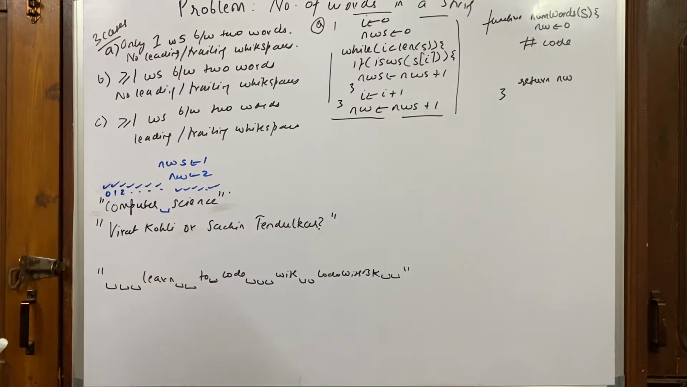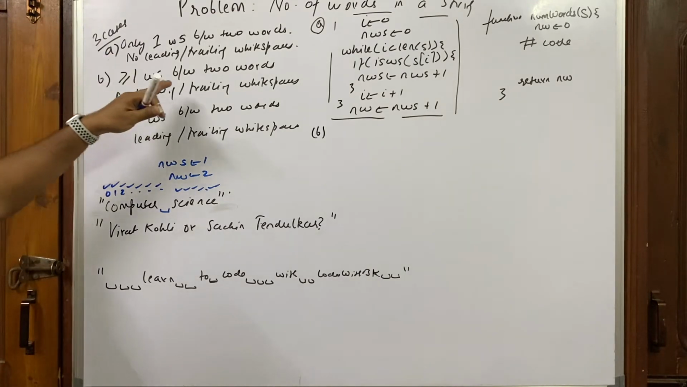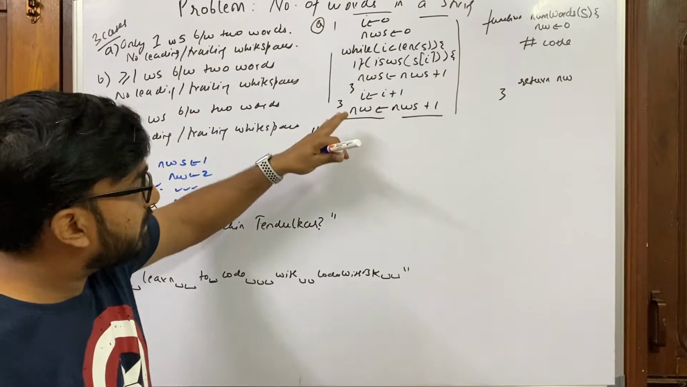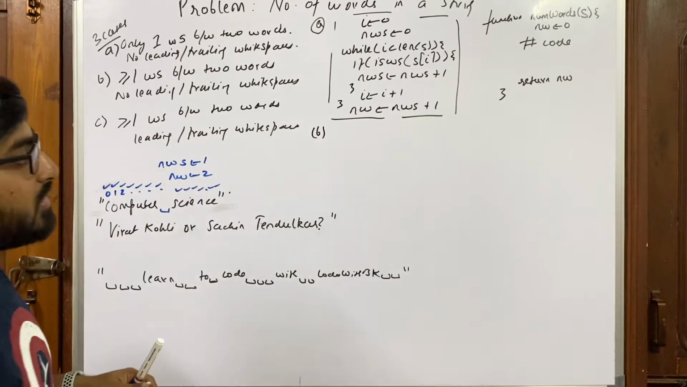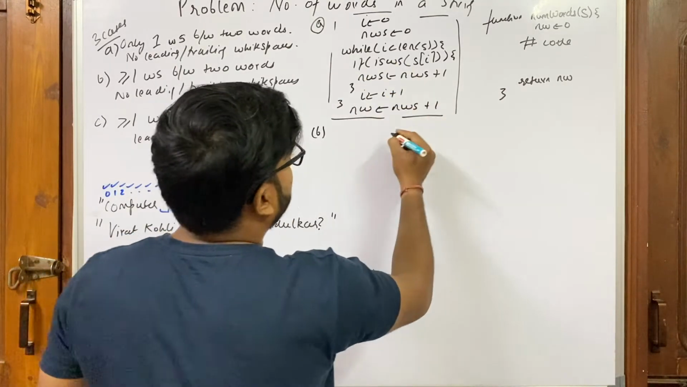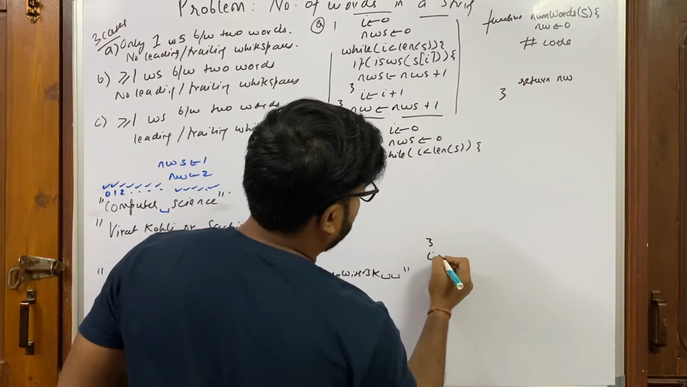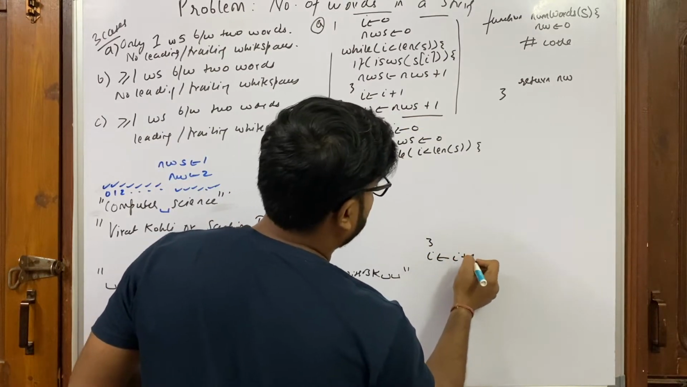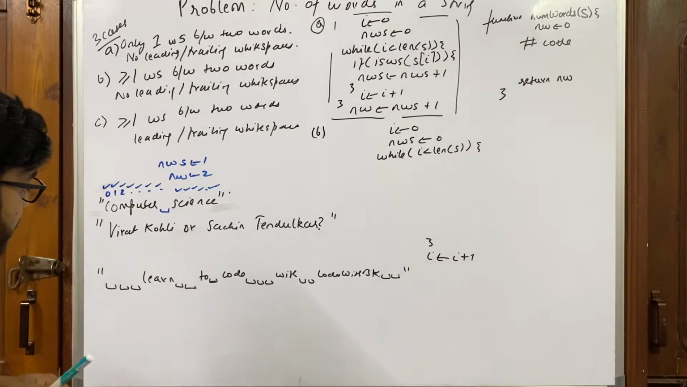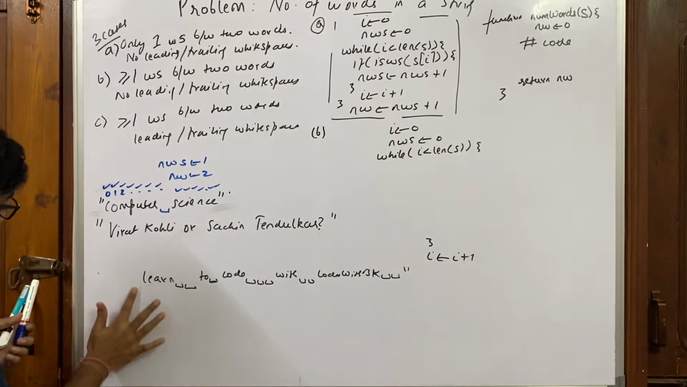Coding the next case now: one or more than one white spaces between two words. So I use this very same pseudocode, but I modify this a little. I'll copy this here. I set i to 0 again, i is i plus 1. Now let's take this case, and we remove the leading and trailing white spaces for now.